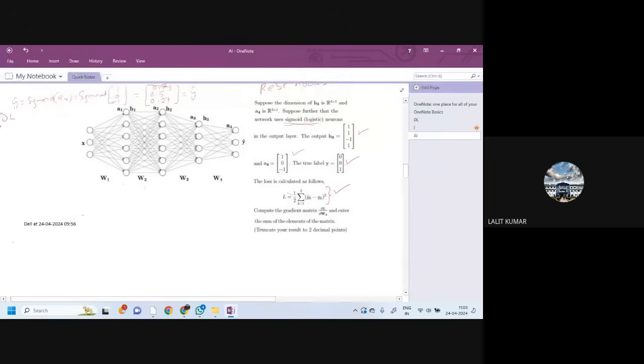dl by dw is equal to dl by dy hat over dA4 over dA4 over dw. Is this clear? Yes. Okay. Now we say, for example, loss is, so पहले ये वाला निकाल लेते हैं, ये तो स्ट्रेट निकल जाएगा, this will become h3.